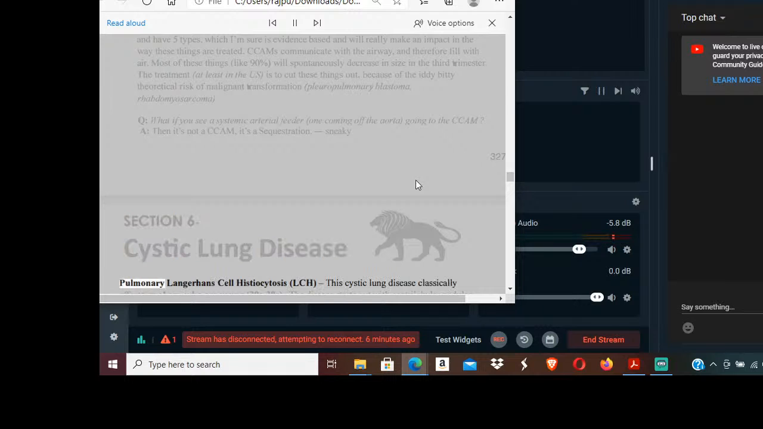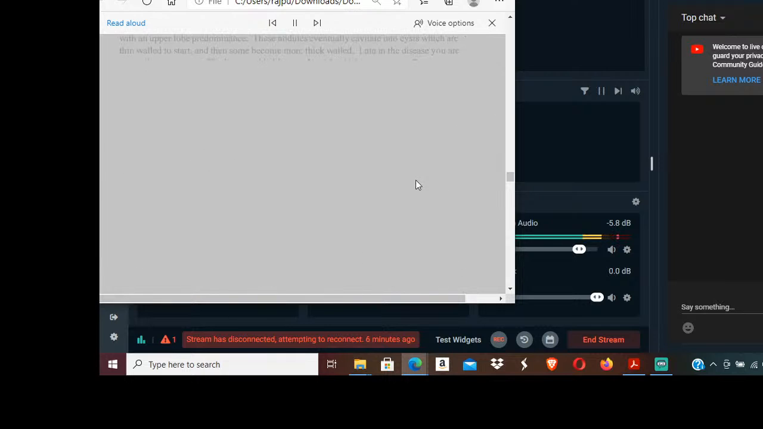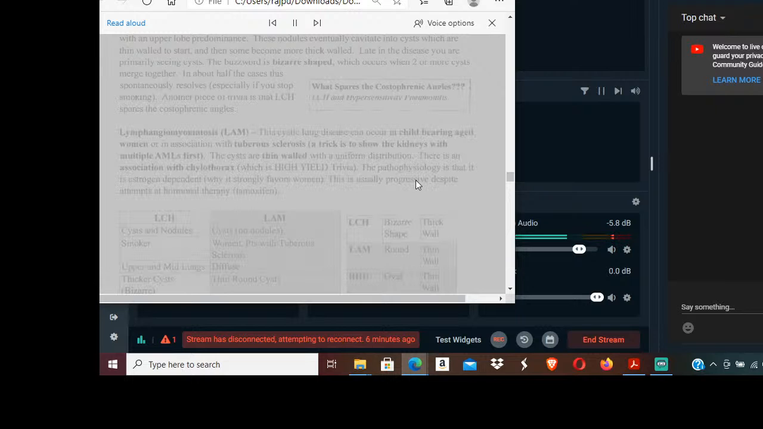Section 6. Cystic lung disease. Pulmonary Langerhans cell histiocytosis, LCH. This cystic lung disease classically affects smokers, who are young, 20s-30s. The disease starts out with centrilobular nodules with an upper lobe predominance. These nodules eventually cavitate into cysts which are thin-walled to start, and then some become more thick-walled.